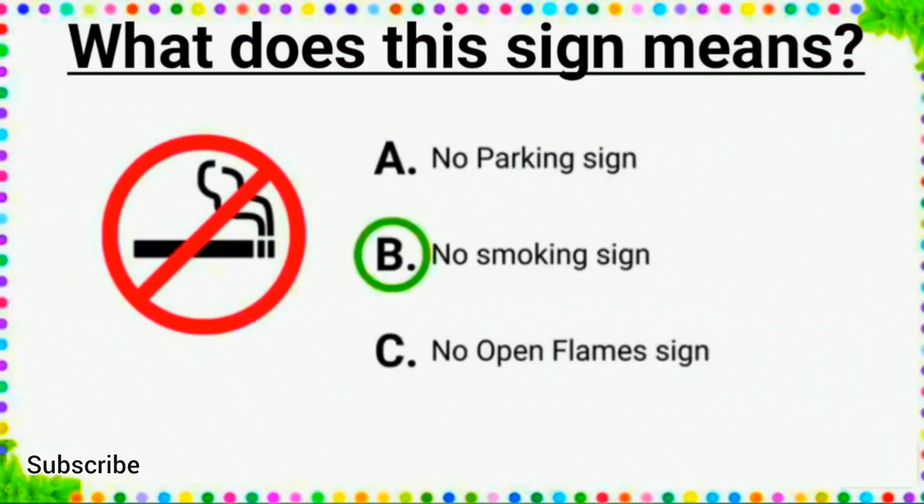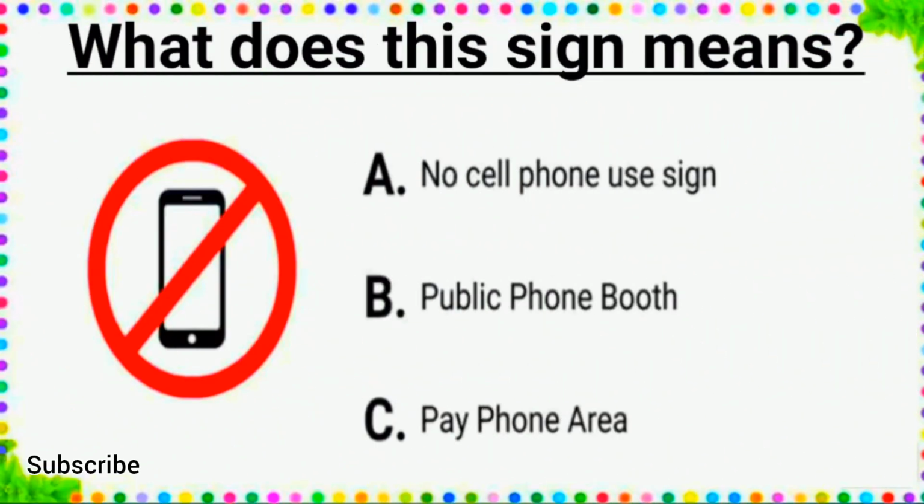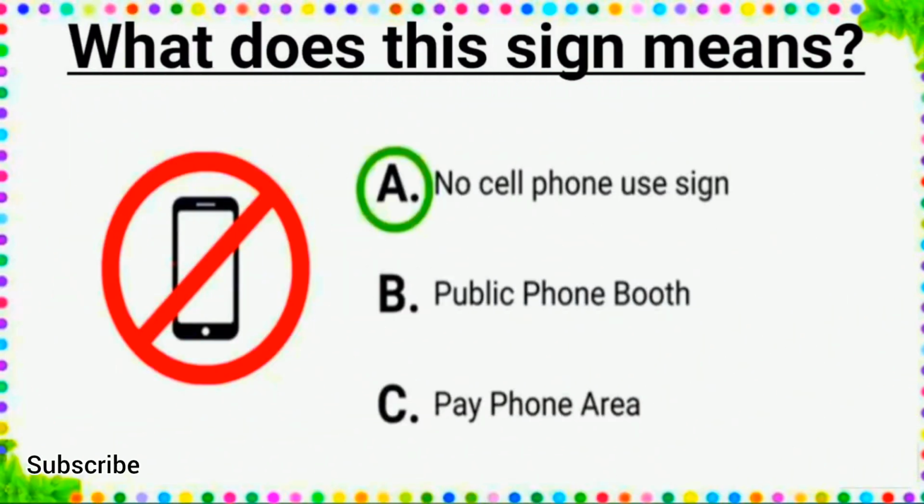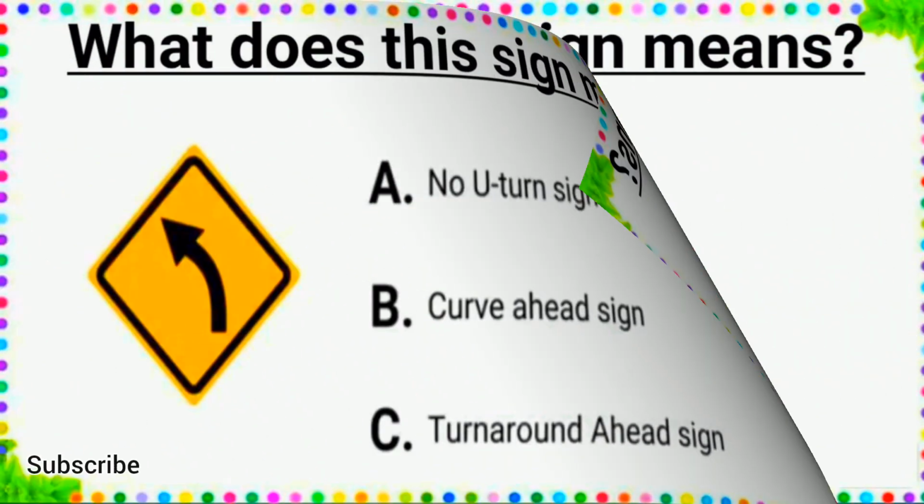No smoking sign. What does this sign mean? A, B, C. Correct answer A option. No cell phone use sign. What does this sign mean? A, B, C. Correct answer B option.